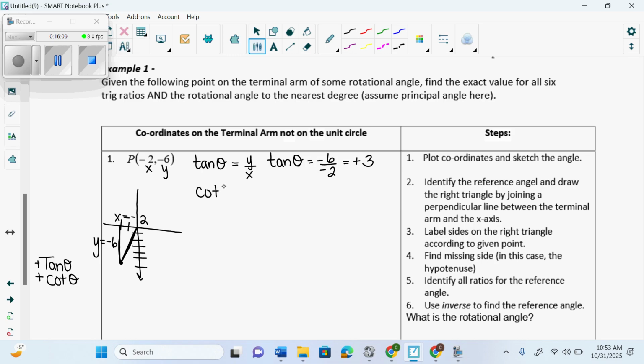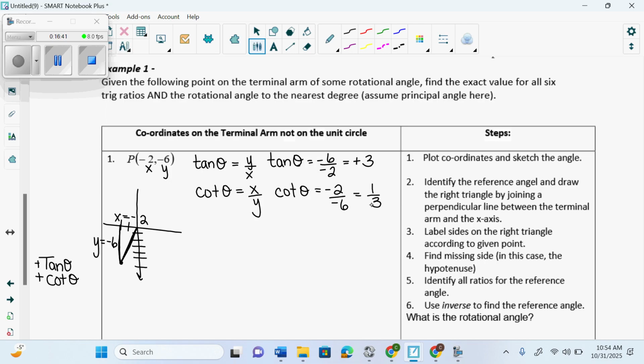Cotangent is x over y. Instead of tan your x box, it's x box your. Cotangent is negative 2 over negative 6, which reduces to a third. So I can either show all the math to get a third, or I could say tan is 3 over 1, so cotan is 1 over 3. It's the reciprocal trig identity of it, right? So it just flips. And it flips because it was y over x, and now it's x over y.